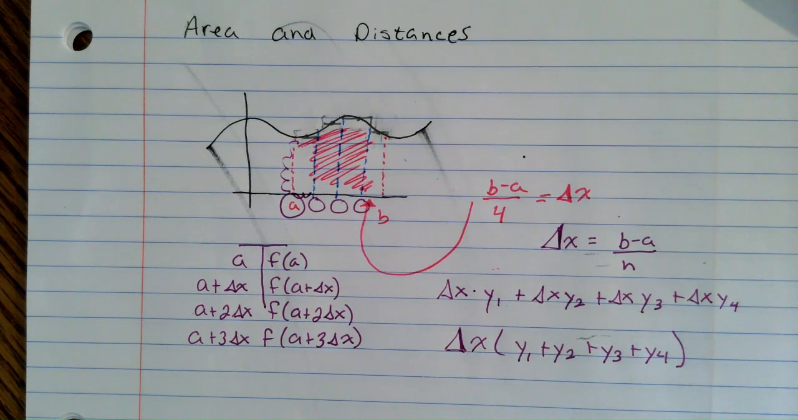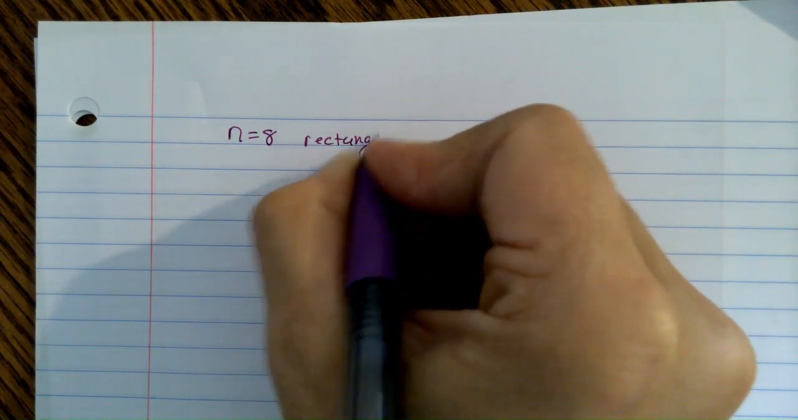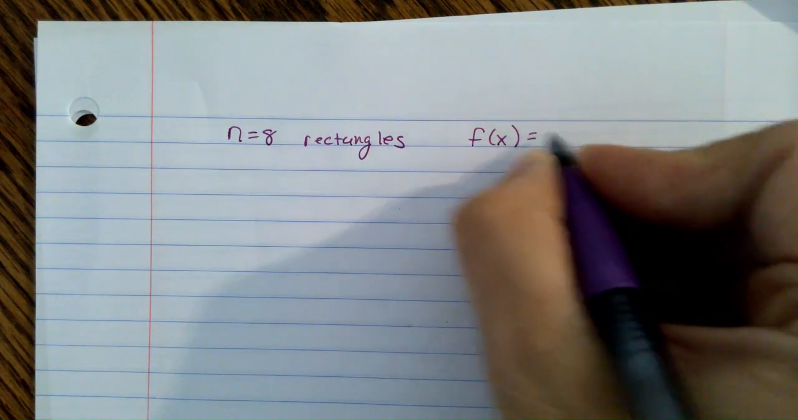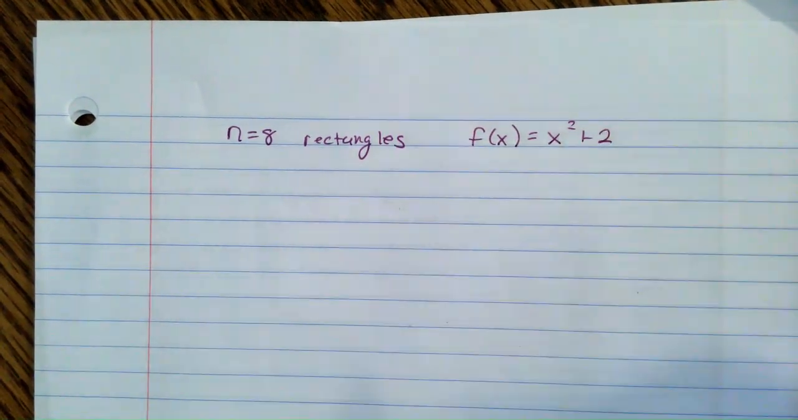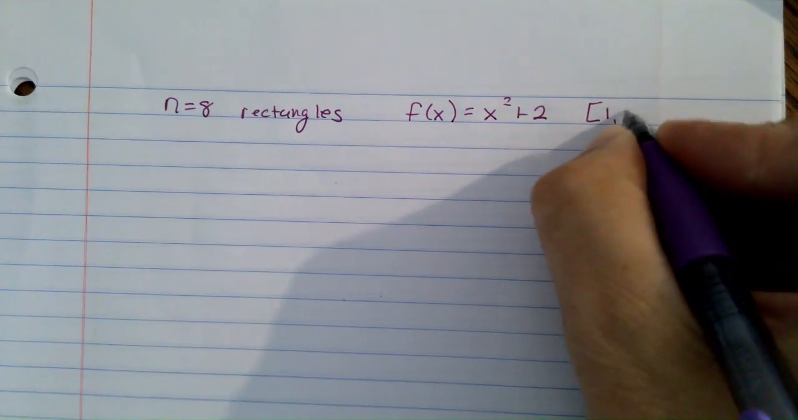All right, so let's actually go ahead and look at an example. We are going to find the area under the curve using 8 rectangles. So I'm going to have n is 8 rectangles. And our f of x is going to be x squared plus 2. And our window is from 1 to 3.